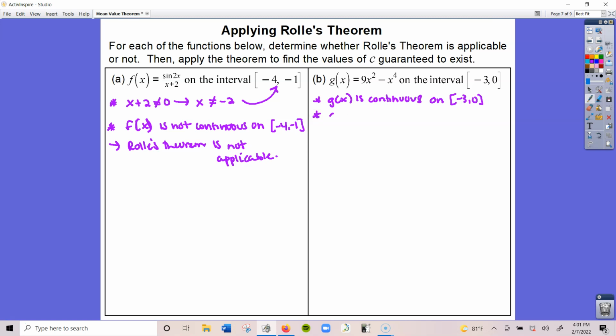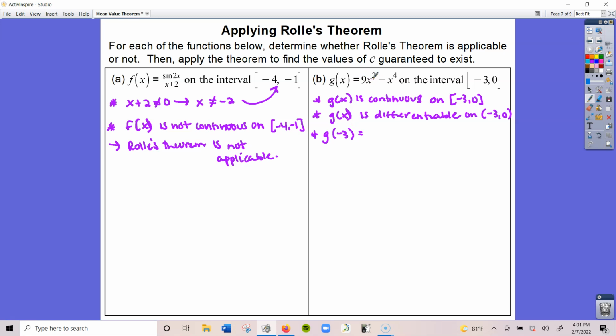Also, because it's a polynomial, that means we're only going to have smooth curves, so g of x is also differentiable on the open interval -3 to 0. Now that third and final condition, we must show that g of -3 is going to equal g of 0. So we're going to find those values.